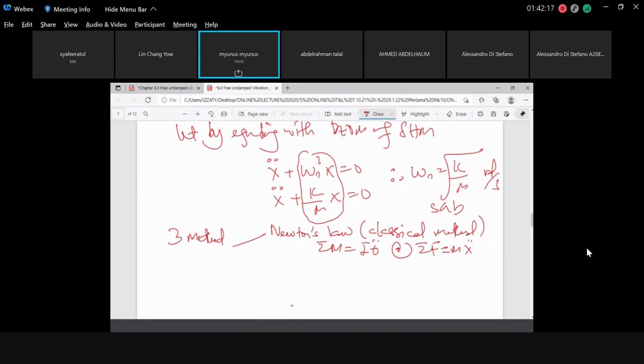The other one we will study is the energy method. The equation is d by dt of KE plus PE.